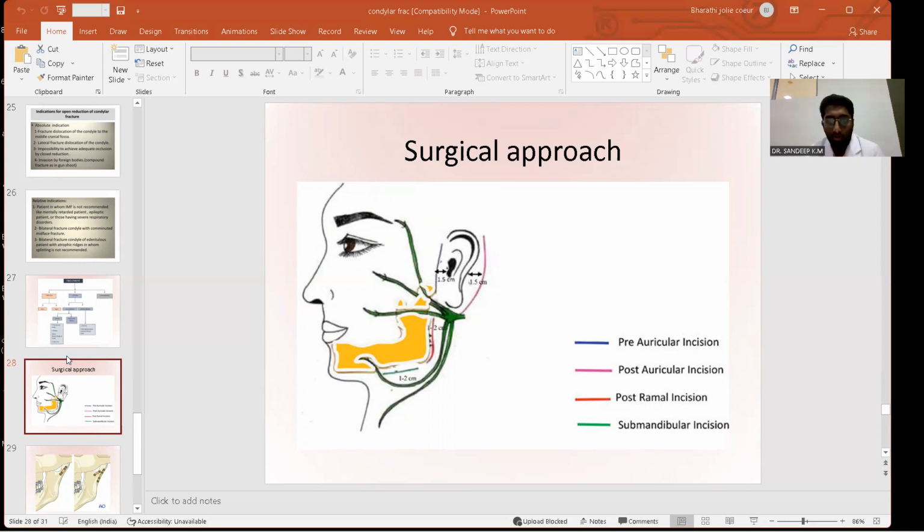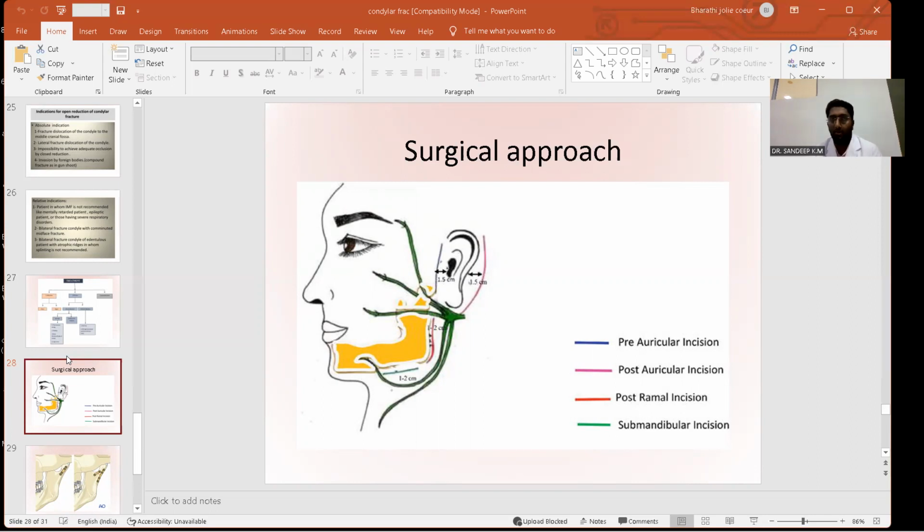Then we have the post-auricular incision 3.5 centimeters from the posterior tragal region. Then we have the post-ramal incision, or the classical submandibular or retromandibular incision. In this incision, we start around 0.5 to 1 centimeter below the ear lobe, and the length of the incision is around 1.5 centimeters from the ramus to the lower border of the mandible.